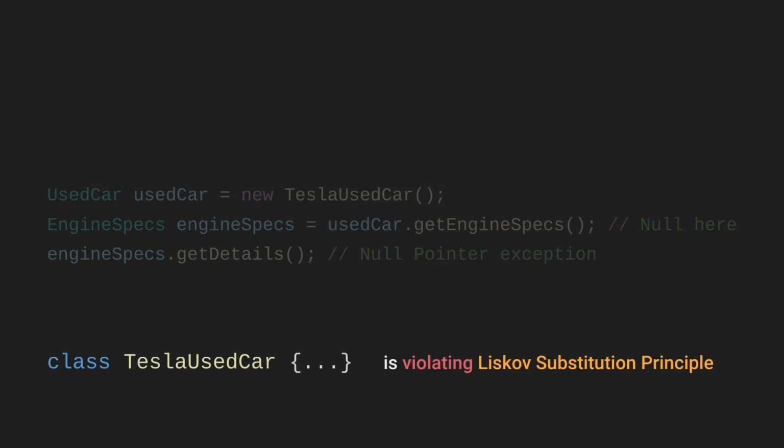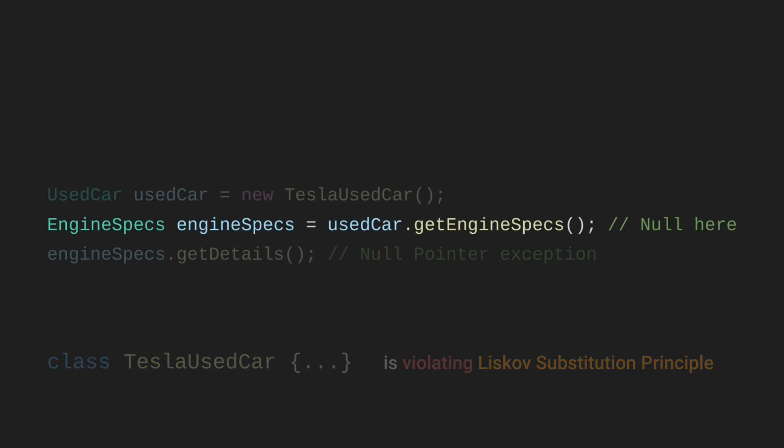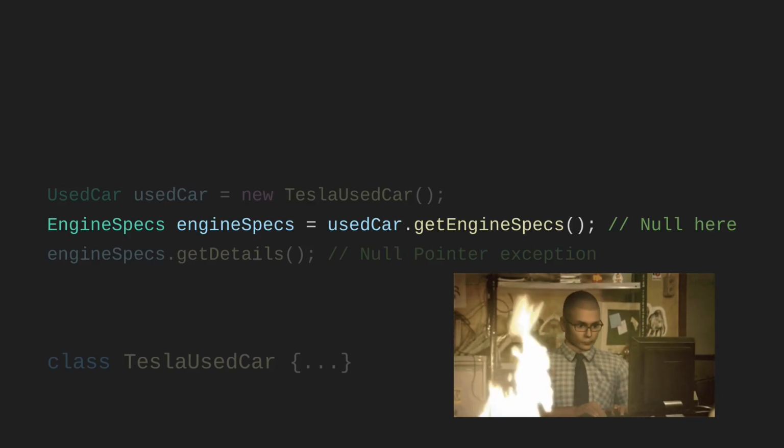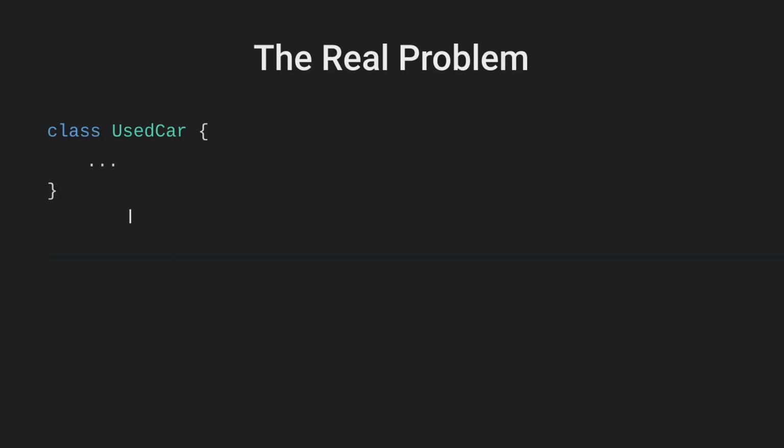Also, there is no way for the client to know this method will return null and their code will blow up. Sure, they can add special checks for Tesla, but tomorrow if Toyota, Honda or Suzuki introduce some sort of engineless car, then how are we going to deal with that? Not really an ideal solution. The real problem here is we have created a subclass called Tesla used car, but theoretically it is not a valid subtype of used car.